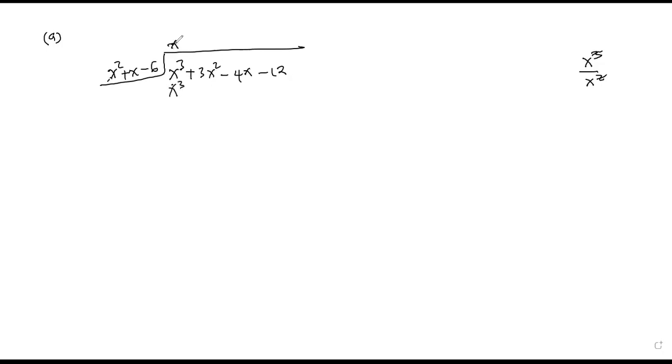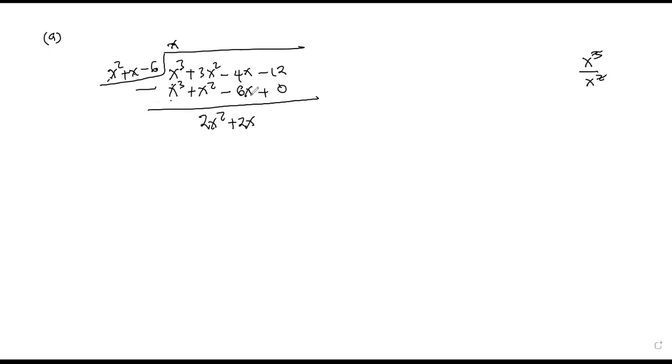Now you multiply it everywhere. x times x will be x squared. x times negative 6 will be minus 6x. Then here we have a 0 because we are not having anything else. You subtract. x cubed and x cubed will make a 0. 3x squared minus x squared will make 2x squared. Minus 4x minus negative 6x will be plus 2x, I guess. Yeah.